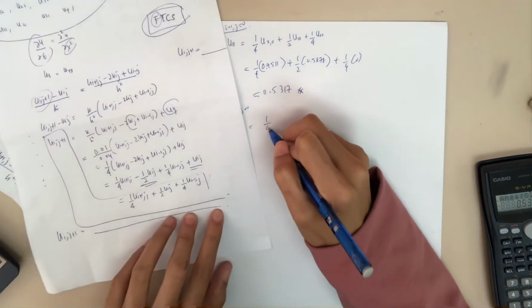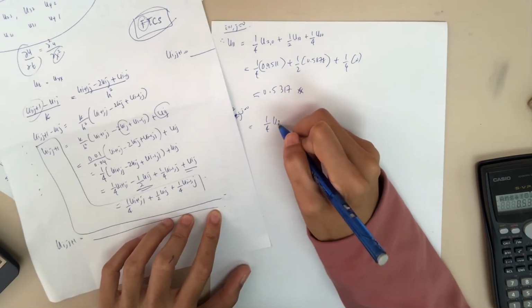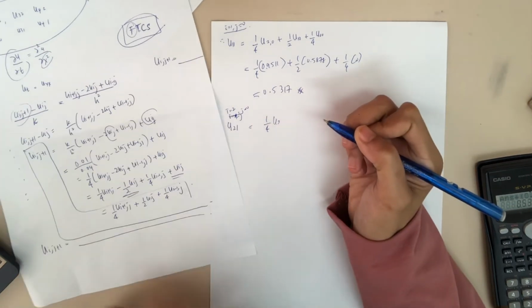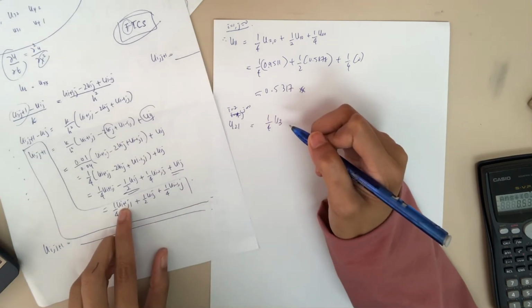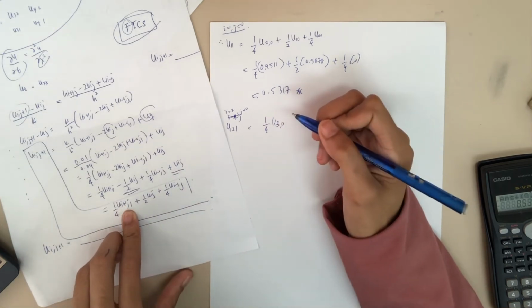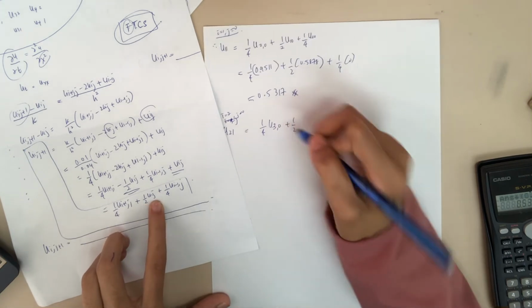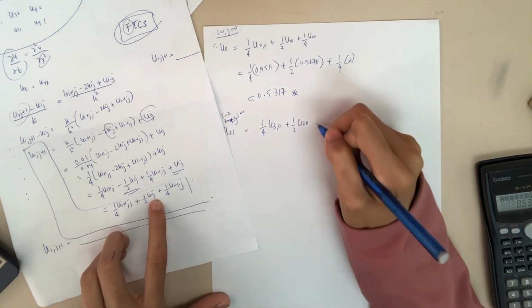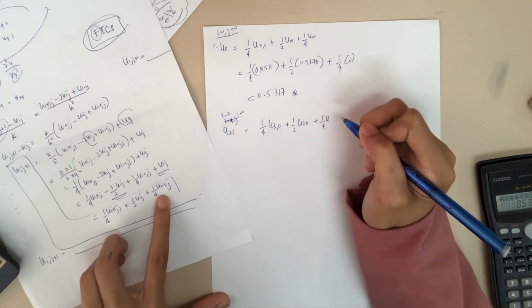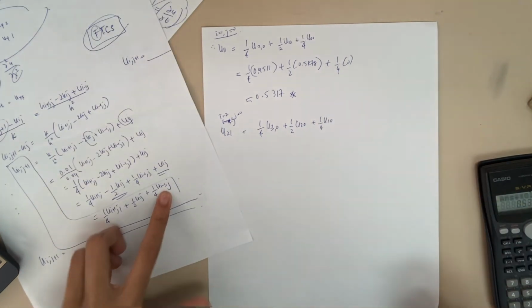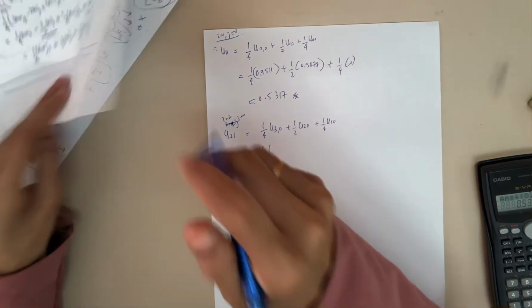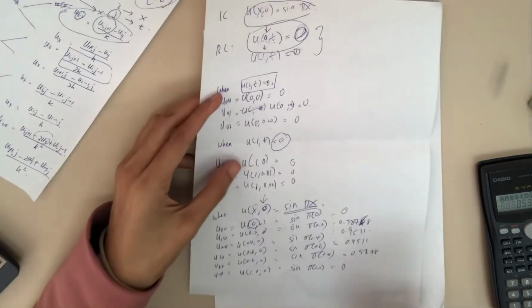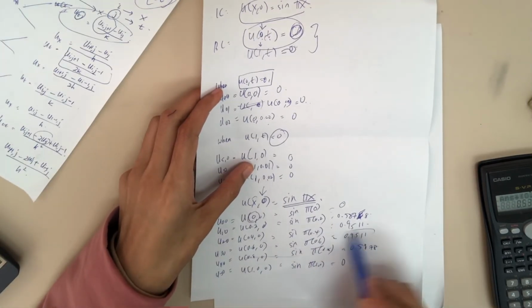You get 1 over 4 U3. Yes, U3 lah, 3 kan. i plus 1, so your i is 2. So U30. And then plus 1 over 2 U20. Plus 1 over 4 U, okay, i is minus 1, so U10. So you do the same thing. So what is your U30?